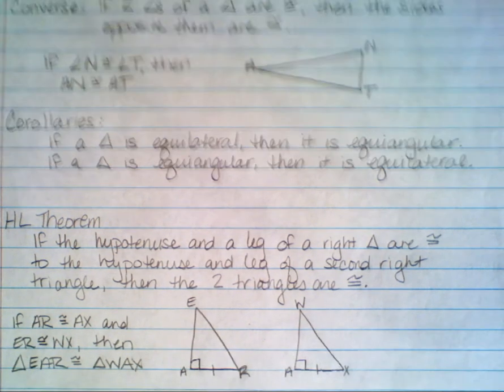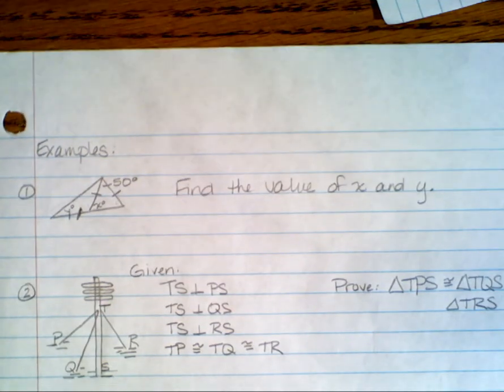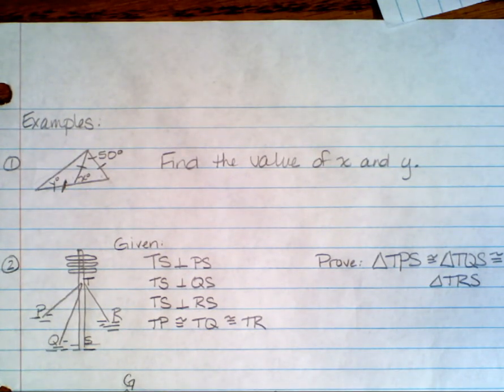There are a couple of examples that I'd like you to try. This first one is finding the value of x and y. If you look at the triangle on the right that has a 50-degree angle as well as angle x, that is an isosceles triangle. So if it's an isosceles triangle, what do we have to know about angle x? It has to be how many degrees?